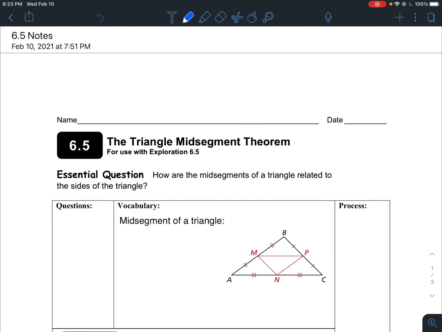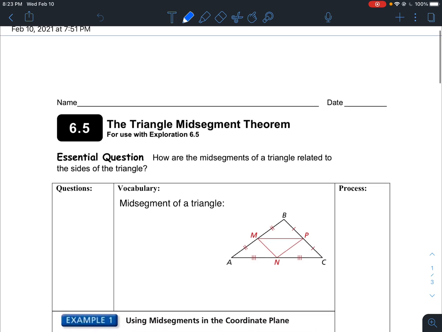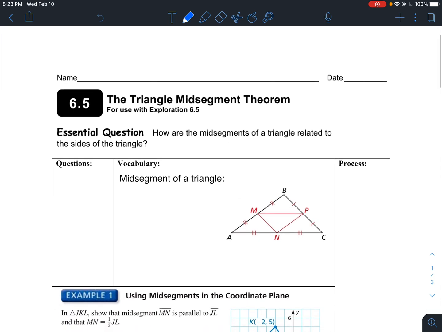Alright, so now this is 6.5. This is the main bulk of the lesson. 6.4 was mainly just for some knowledge and some definitions, but this is where we're really going to focus on in the lesson for this time. But 6.5, talking about the mid-segment of a triangle.